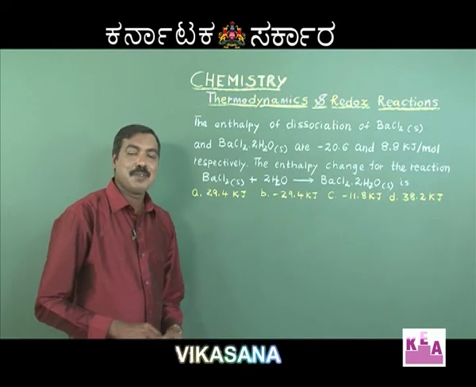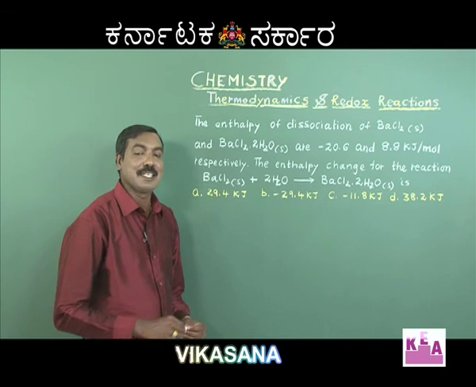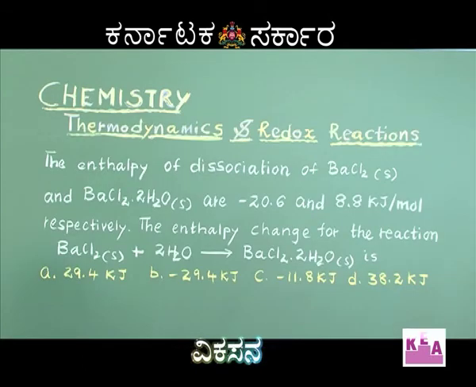If you have understood the previous question, we shall try doing it without making any practical calculations. The enthalpy of dissociation of barium chloride solid and barium chloride dihydrate (BaCl2·2H2O) solid are minus 20.6 and 8.8 kilojoule per mole respectively. What is the enthalpy change for the reaction as given here?